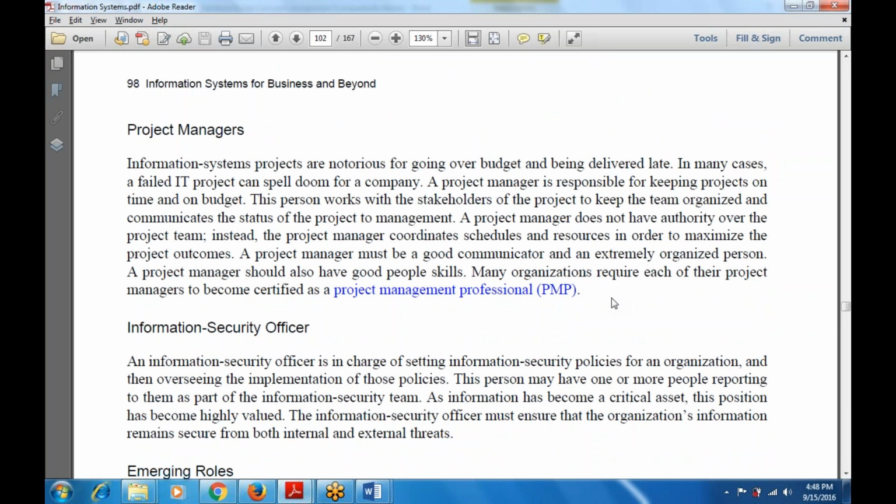These are notorious for going over budget and being delivered late, and in many cases a failed IT project can spell doom for a company. So the project manager is responsible for keeping projects on time and on budget. Everything is controlled by the project manager. This person works with the stakeholders of the project to keep the team organized and communicate the status of the project to the management also.